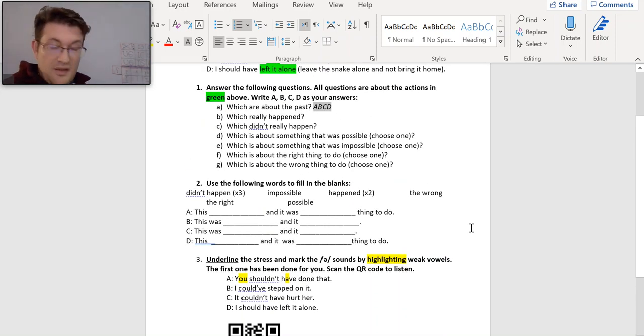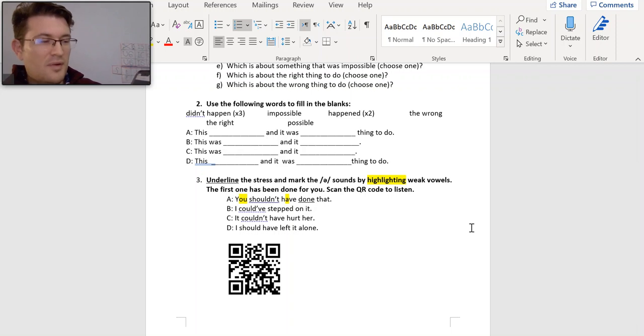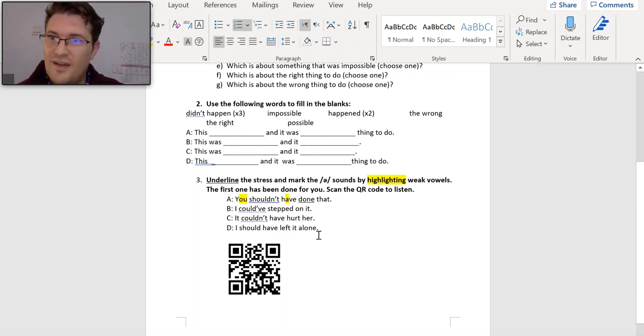And then because I'm in China, we've got WeChat. So they can scan this QR code I've set up and listen to a recording that I've made and mark the stress. You shouldn't have done that. You shouldn't have done that. You shouldn't have done that. Okay, so they hear the rhythm and they identify weak forms in that.